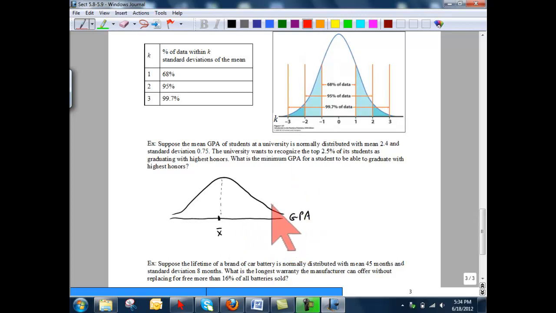So what I would really like to do is find a GPA for which 2.5% of the data lies above. So here are 2.5% of the students with the highest GPAs. These are the ones that are going to graduate then with honors by this university's criteria.